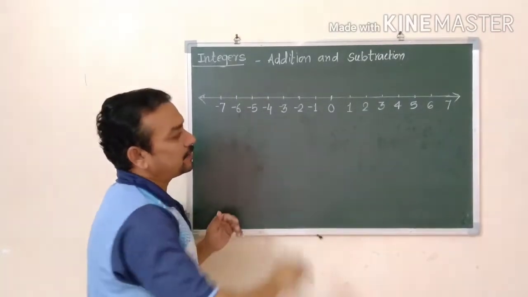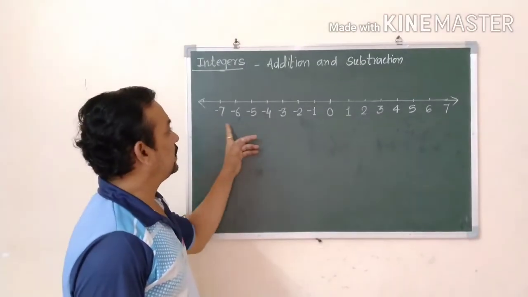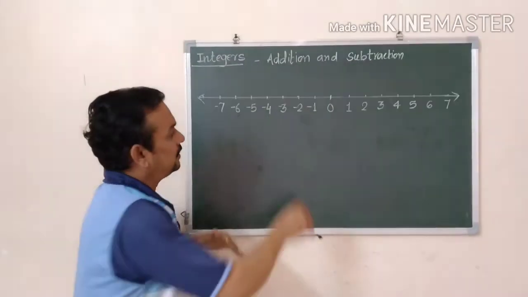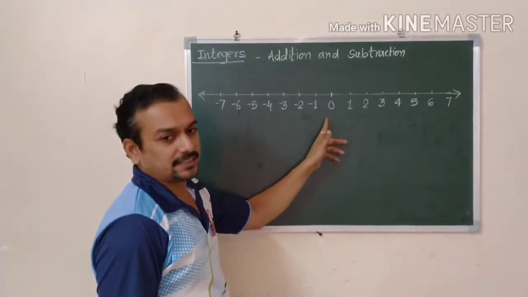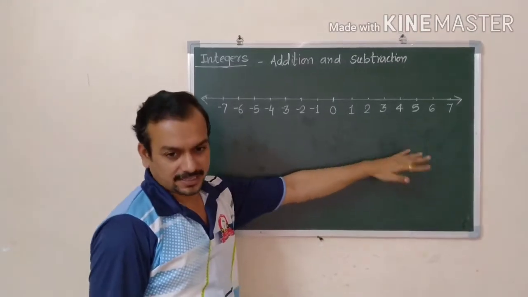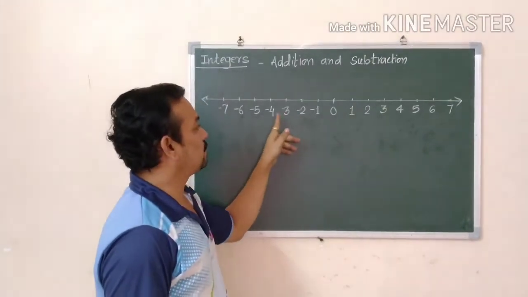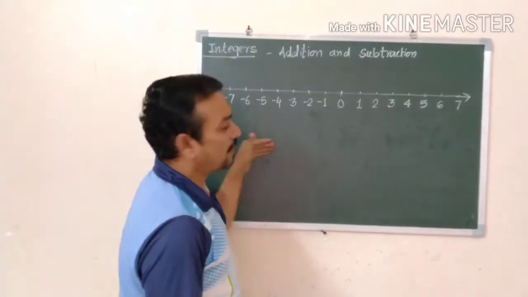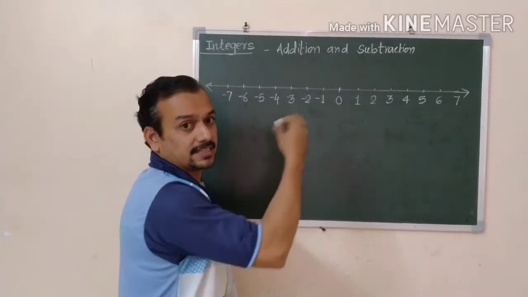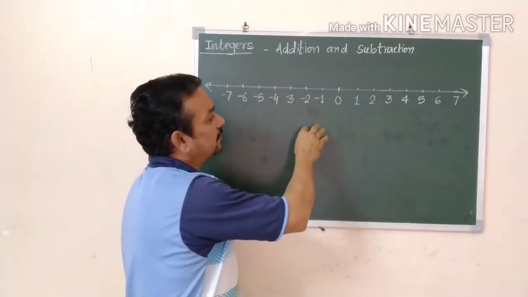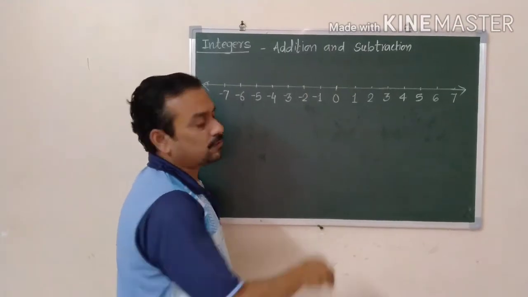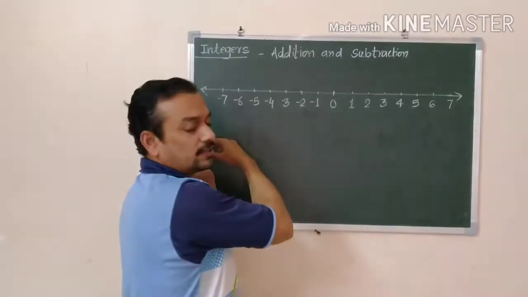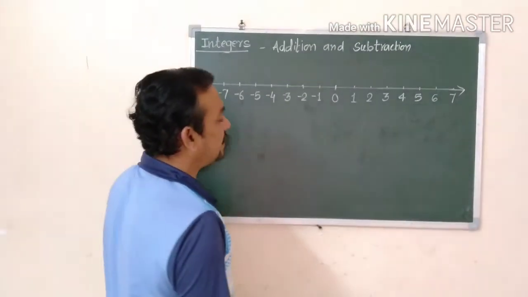First, learn about the number line. If the points on a line indicate numbers, then this line is called a number line. Here the points indicate the numbers 0, 1, 2, 3, 4 on the right hand side, and -1, -2, -3, -4 on the left hand side. As we go to the right hand side, the value of the number increases, and as we go to the left hand side, the value of the number decreases.